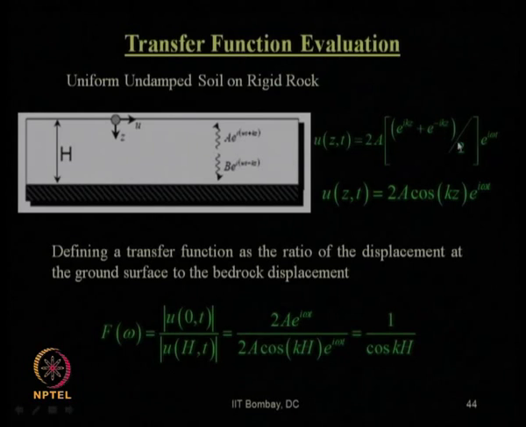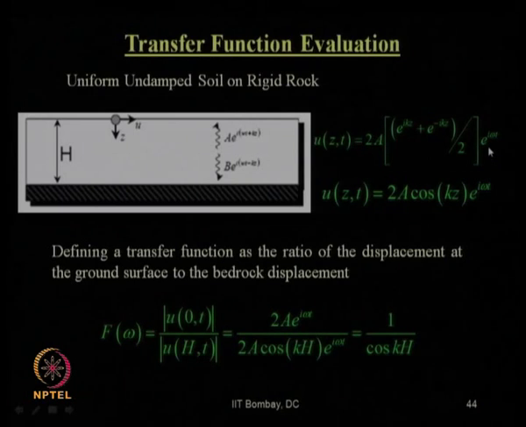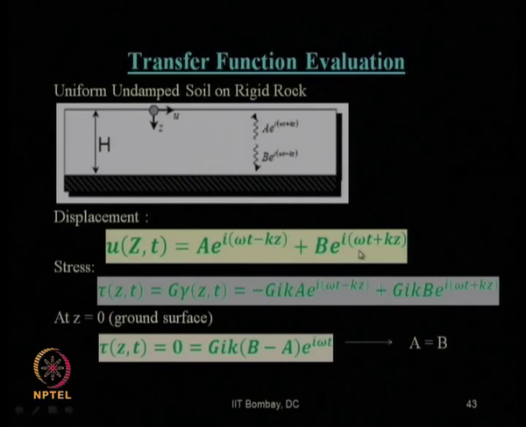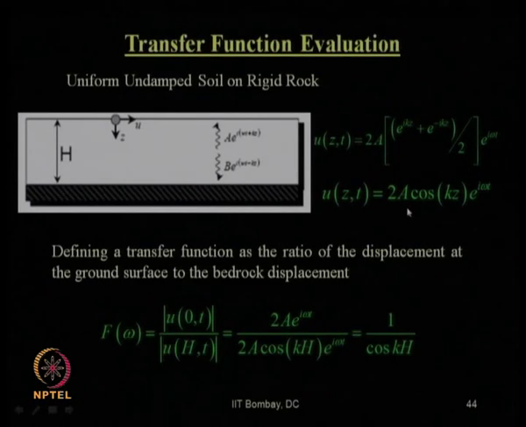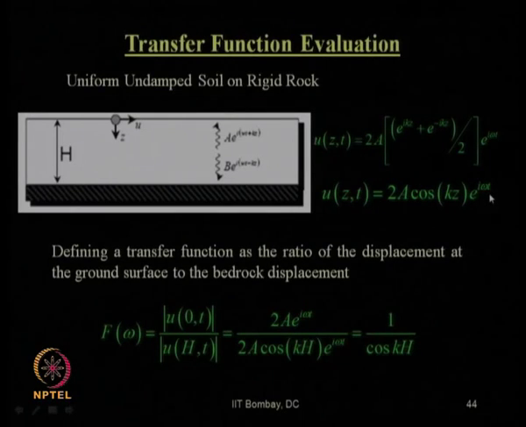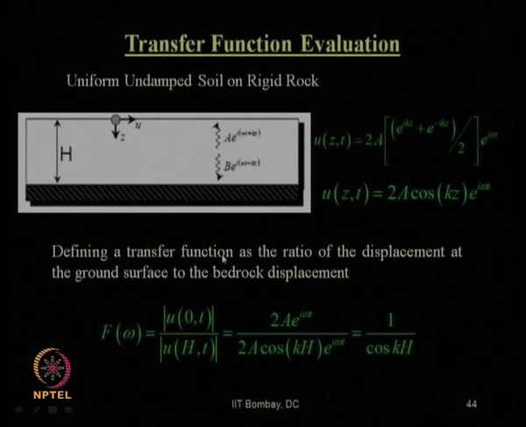So, now knowing a and b are equal, how we can express the solution further? That u of z, t can be now expressed as 2 times a, because a and b are equal, times (e to the power i k z plus e to the power minus i k z) by 2 into e to the power i omega t. Is it clear? Where from it is coming? If we go back, we can express it in terms of sine and cosine, which actually you will get in this form, right? So, that on simplification you can write it as 2 a cosine of k z e to the power i omega t, clear?